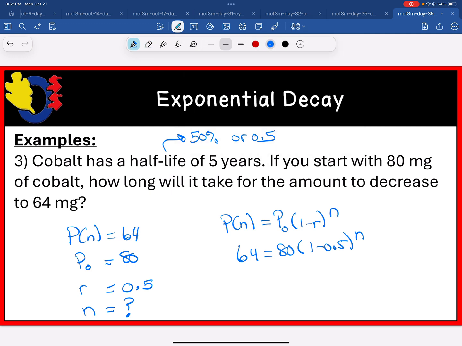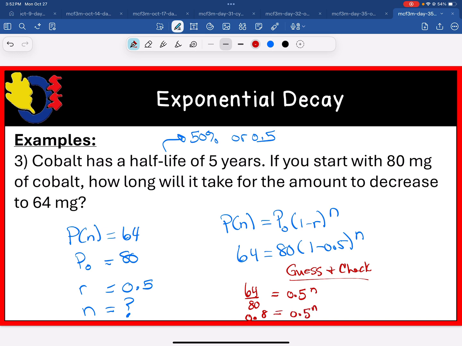Okay, so we're going to do a little bit of guess and check here. So for this course, we don't have to use logarithms. We're just going to use a guess and check strategy. Okay, so the first thing I'm going to do is divide both sides by 80. So 64 divided by 80, and then I'm going to be left with 0.5 in the brackets to the exponent N. And if I simplify 64 divided by 80, we get 0.8 is equal to 0.5 to the exponent N.